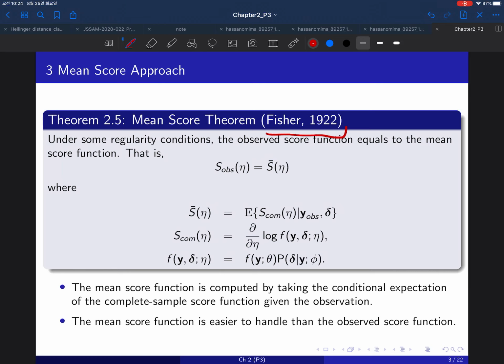Surprisingly, R.A. Fisher knew this already, and he didn't show that. Actually, he just said that, and later it was discovered by others. So anyway, the theorem basically states that the observed score function can be obtained as follows. S_com is the score function for theta with the complete sample. So no missing observations.